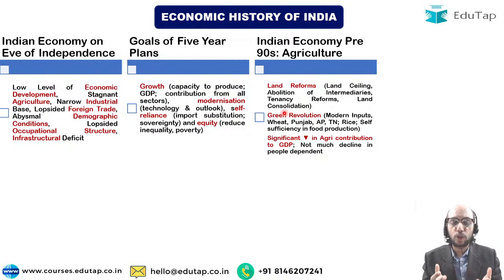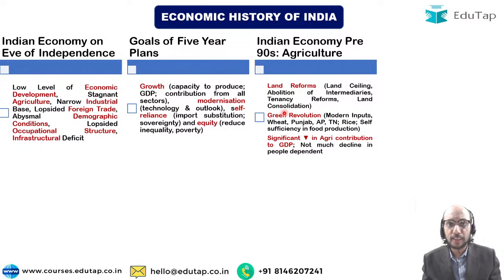If there is too much land concentration, the ownership of land concentrated in too few hands, that will leave a lot of people landless. And if people are landless, that means that they do not have any asset. And when they do not have any asset, probably their life situation will be very precarious, right? We wanted to bring about abolition of intermediaries.